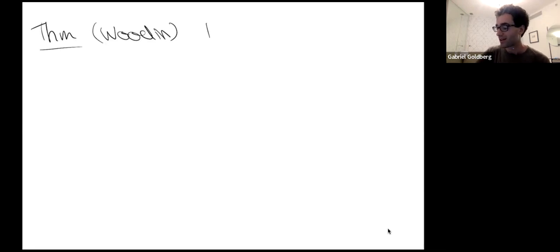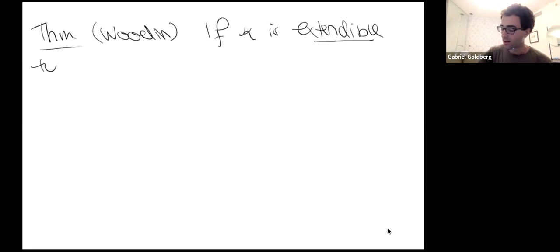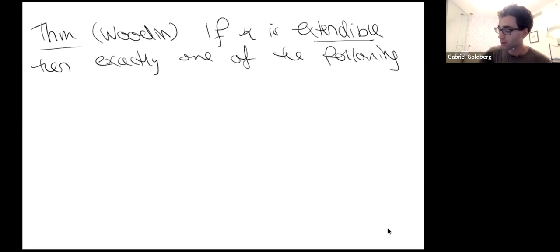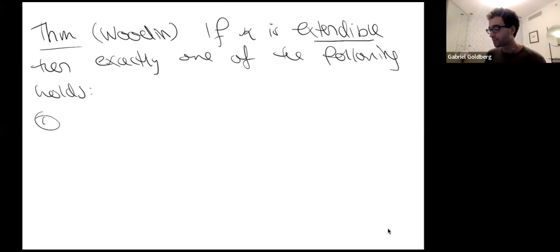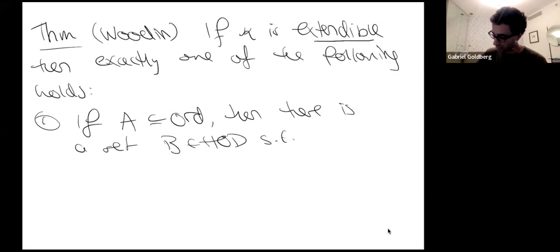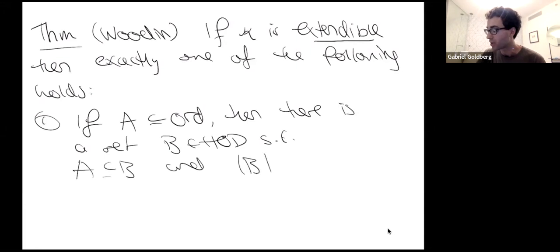The theorem is, if kappa is extendable, and I'll tell you what an extendable cardinal is in a second, then exactly one of the following holds. One, the first option is that HOD covers V above the extendable cardinal. So this says if A is a set of ordinals, then there is an OD set B such that A is contained in B, and the cardinality of B is not too much larger than A, at least relative to this extendable cardinal.